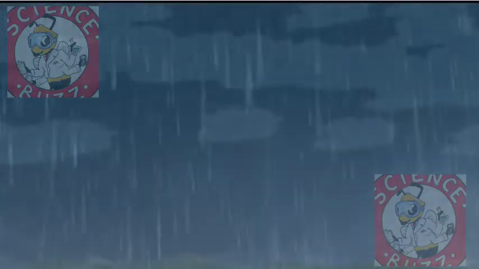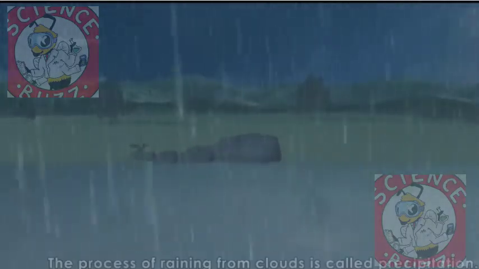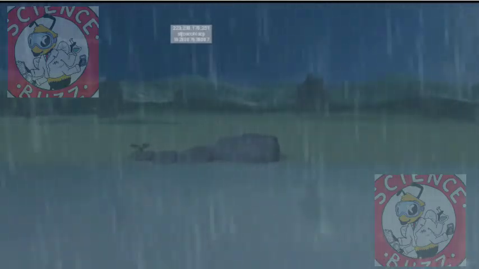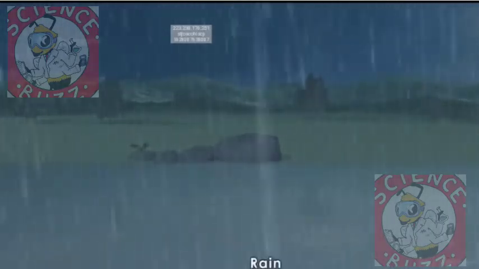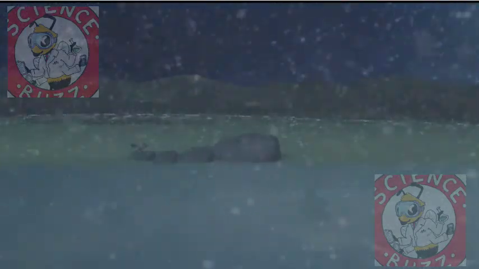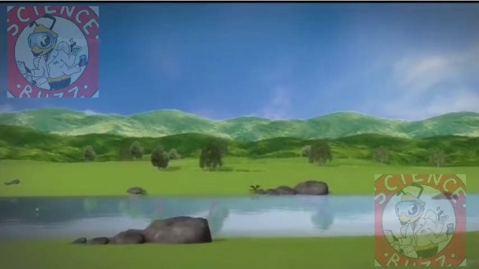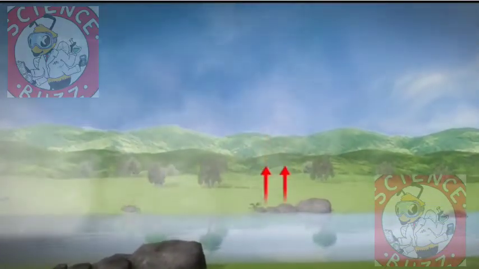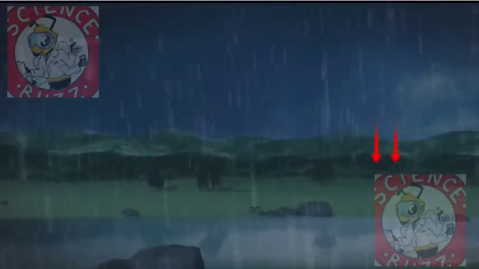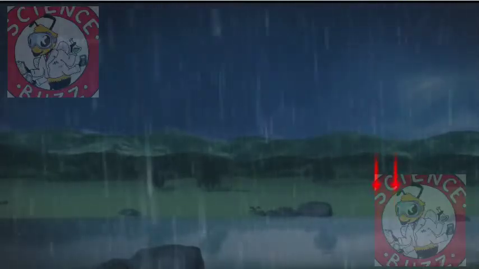The bigger drops fall down to the earth as rain due to the gravitational pull. The process of falling of water from clouds is called precipitation. Precipitation can be in the form of rain, sleet, hail, and snow. In the whole process, water from the surface of the earth evaporates and moves up, and it falls down as rain back to the earth. This movement of water in the nature is a continuous process.